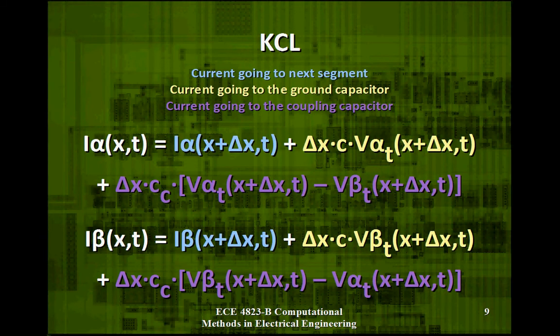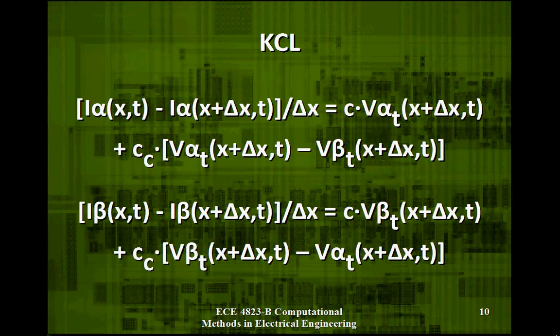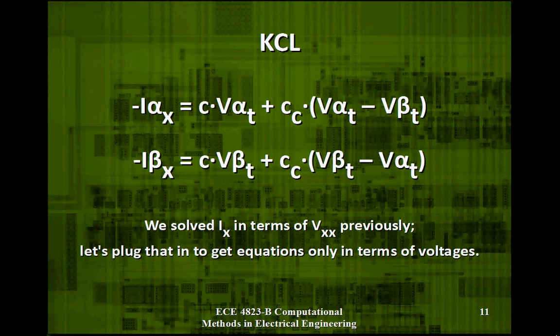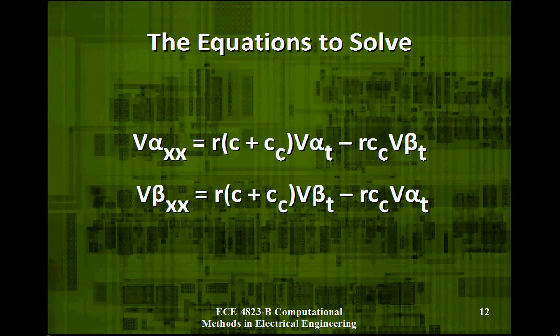Moving on to KCL, we see that the current entering a segment must be equal to the current leaving the segment on the other side added to the current going into the capacitors. Here again the equations are rewritten so that taking delta x to 0 results in the definition of differentiation on the left side. This is shown in the next set of equations. Now, substituting what was found via KVL, we can get a pair of coupled equations only in terms of voltages. These equations are in terms of the second partial derivative of position.